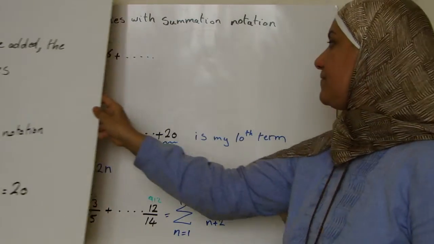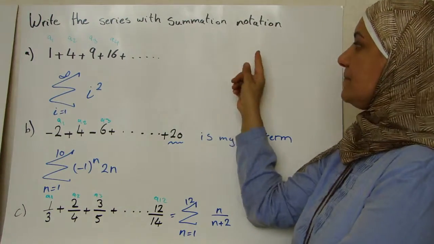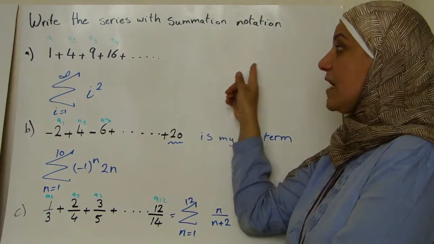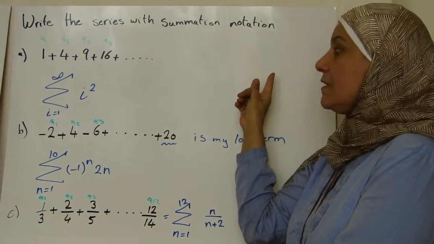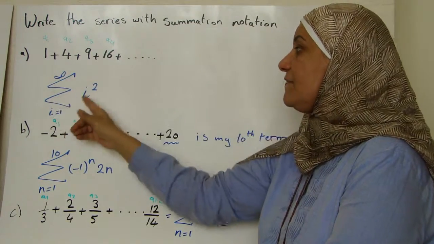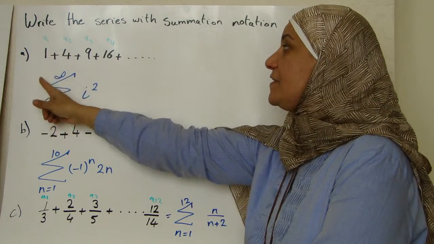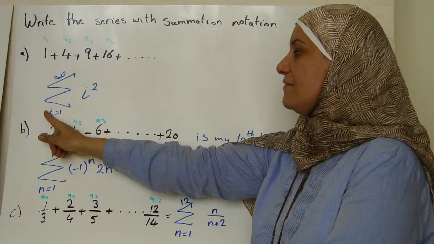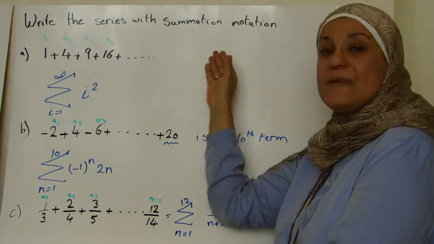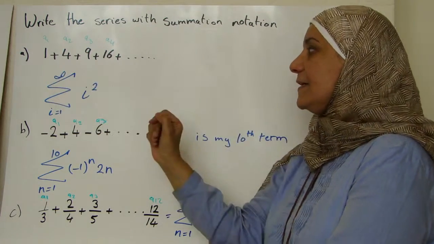Let's take another example for that. Writing the series with summation notation: 1 plus 4 plus 9 plus 16 plus up to infinity. So, as we said, I'm going to have 3 things that I have to write. Number 1, I'm going to start with the first term, a1. So I'm going to have i equals 1. And then, up to infinity: do I know how many terms? I don't know how many terms, so I have to put the infinity sign.